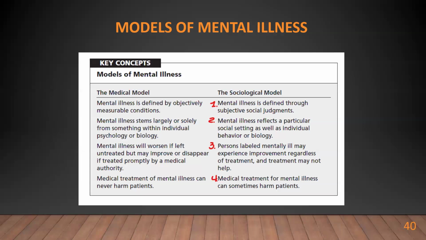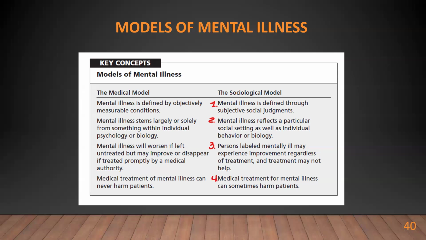And here's why we need to compare the medical and sociological model of mental illness. So this is what I just described to you, but here's the table. The medical model talks about mental illness as defined by objectively measurable conditions. It's coming from individual psychology or biology. Mental illness will worsen if left untreated, and in many people it may improve or disappear if treated promptly by a medical authority. I mean, the illness will disappear, not the people. And medical treatment of mental illness can never harm the patients.